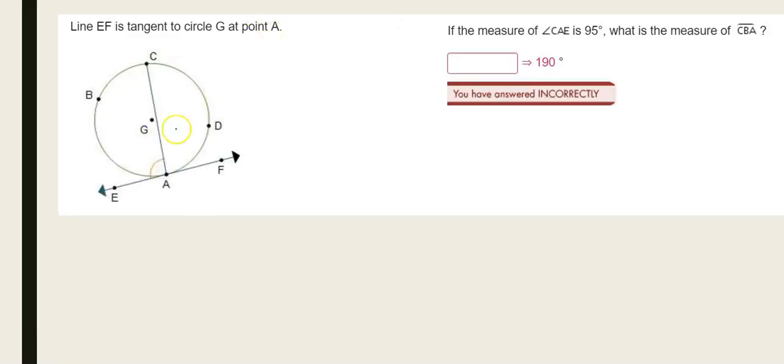All right, here we are. We have a tangent to the circle at point A. And the question here is, if you are told that CAE, so CAE is this angle right here, is 95 degrees, we would like to know what is the measure of arc CBA. Again, the vertex of this angle is on the circle.